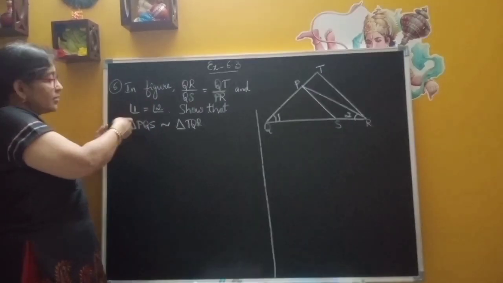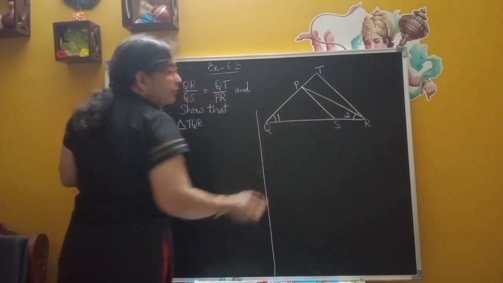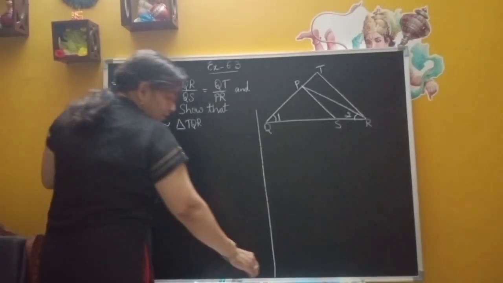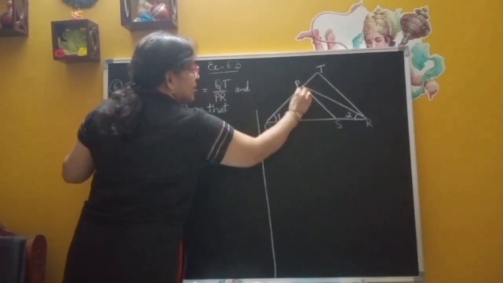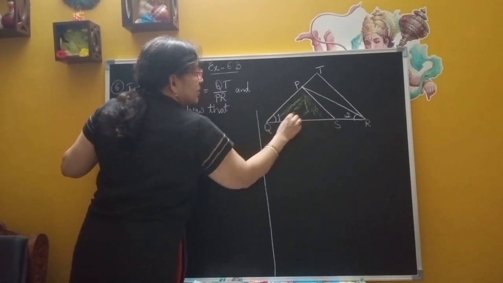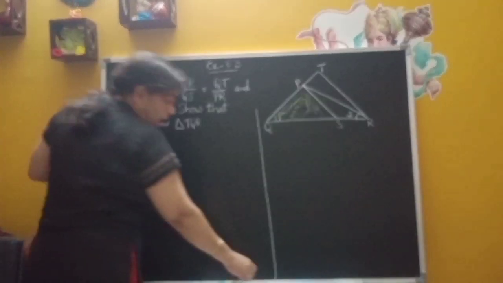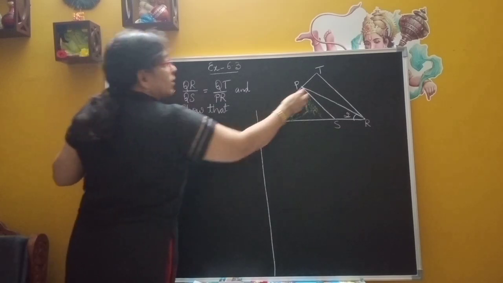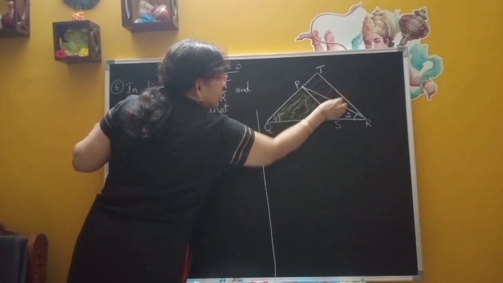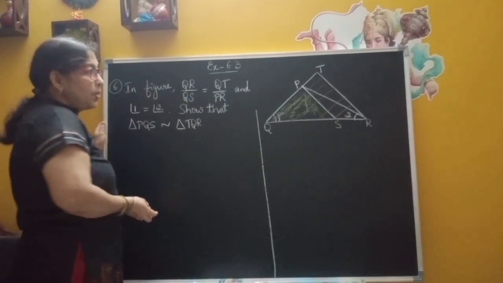And one more thing is given, that is angle 1 is equal to angle 2. These two angles are equal. Show that triangle PQS is similar to triangle TQR. That is the big triangle, the whole triangle. This is angle TQR. So let us start with the problem now.